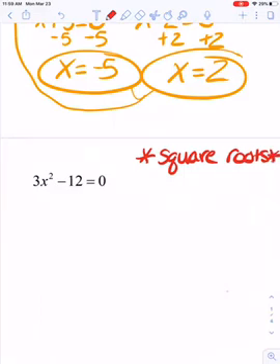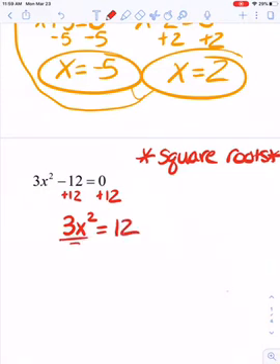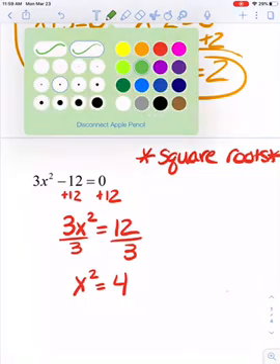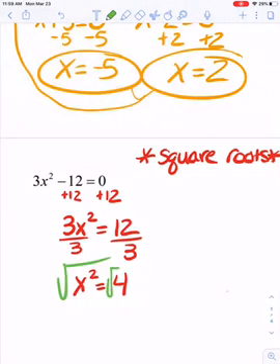So I'm going to go ahead and cover up x. I'm going to add 12 to the other side first. So I get 3x squared equals 12. From here, I'm going to go ahead and divide each side by 3 because I want to get x by itself. So I get x squared is equal to 4. From here, to get rid of the square, I know I undo squares by taking square roots. So I'm going to take the square root of each side.